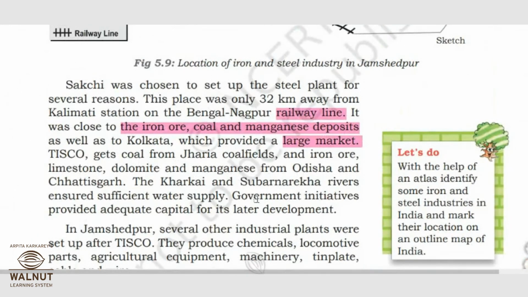Then the next was that TISCO got coal from the Jharia coalfields, and limestone. So, keeping all these points in mind, you can put it under one category, that the raw material is easily accessible. So the first point, transport, is covered. Second, raw material, is covered. What is the third point?